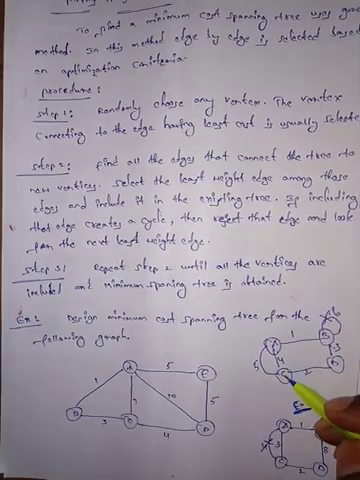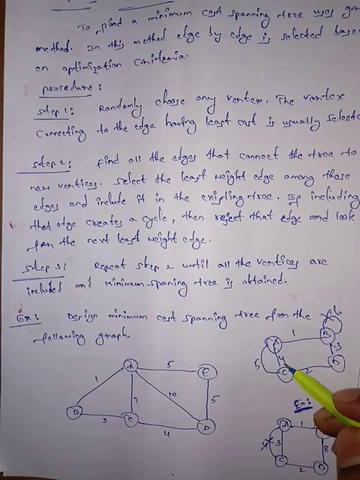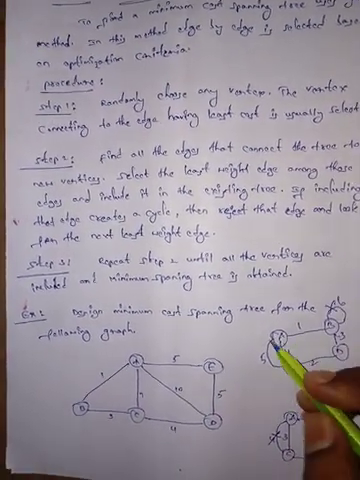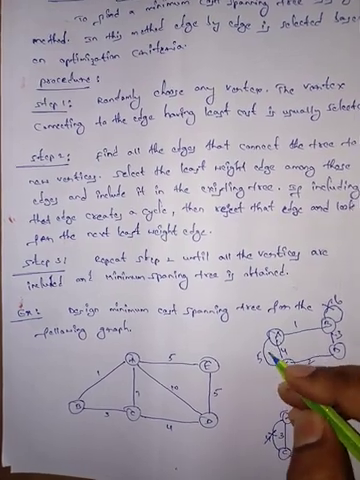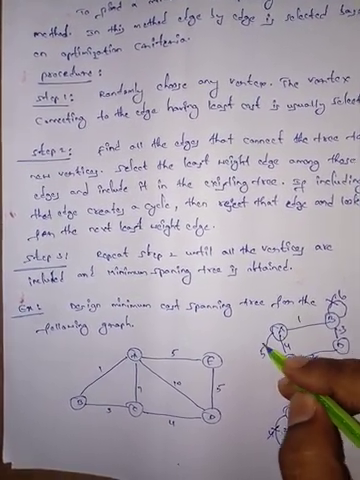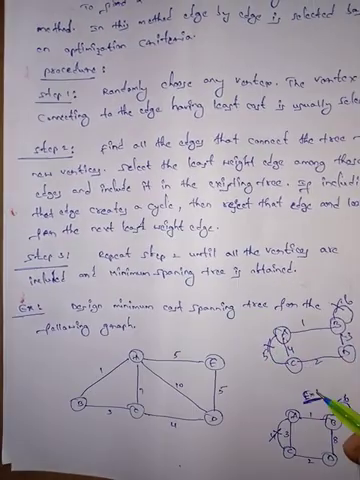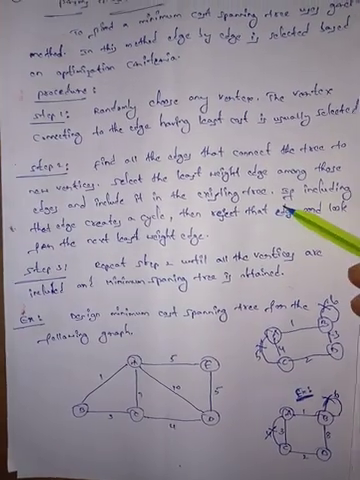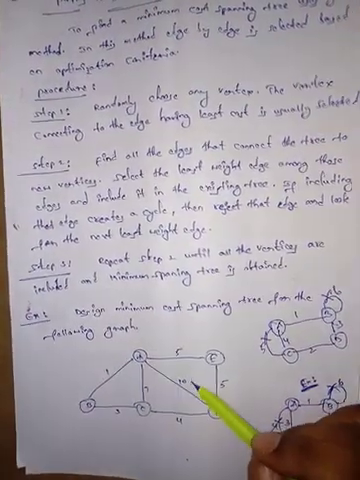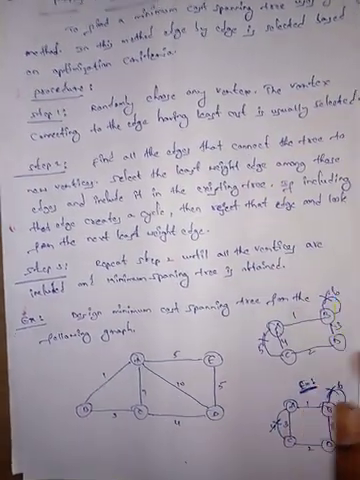Here A and C are connected with two edges, one with cost 4 and another with cost 5. So remove one out of these two edges. The edge having the more cost, remove that one. Here this edge has the more cost, so I am removing this one. Now the graph has no loops and no parallel edges, so we go with the above procedure.